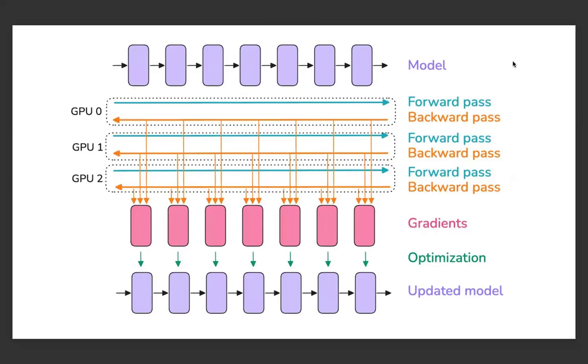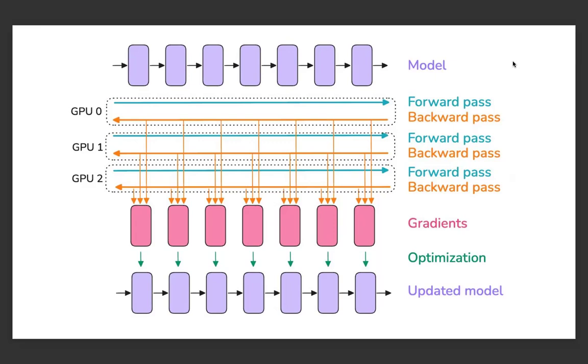We have a model. We're feeding our model some data. The model does a forward pass, it does a backward pass, it collects gradients, does an optimization step, and then we get an updated model. And to speed things up, we want to run everything in parallel on multiple GPUs.